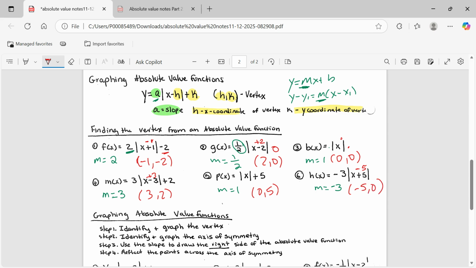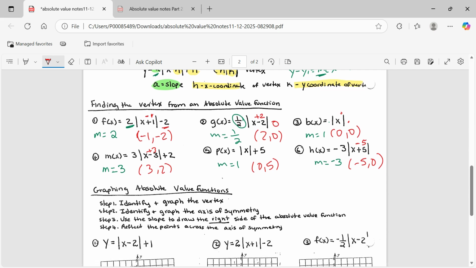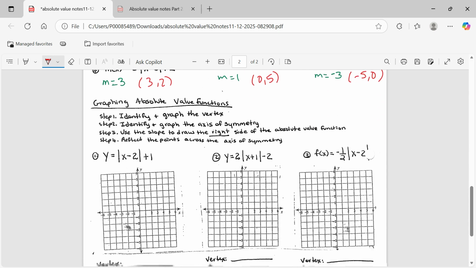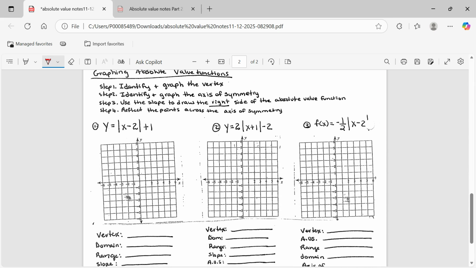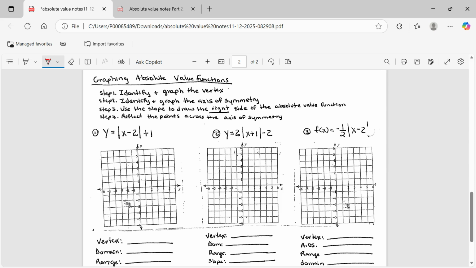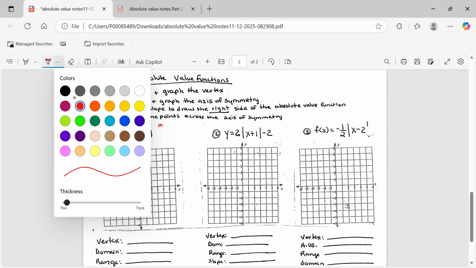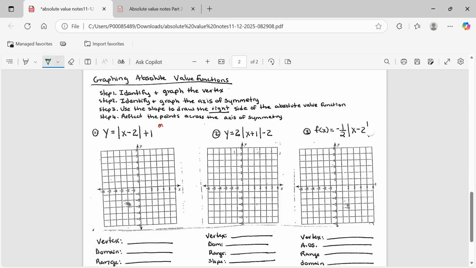All right, let's use that same concept to graph. First, we're going to identify the vertex and the slope of number 1, number 2, and number 3. So your slope, let me be consistent with the colors. Our slope here is that number in front. There's nothing here, which tells me it's a 1. Because I'm graphing, I need a rise over run, so I'm just going to put 1/1.